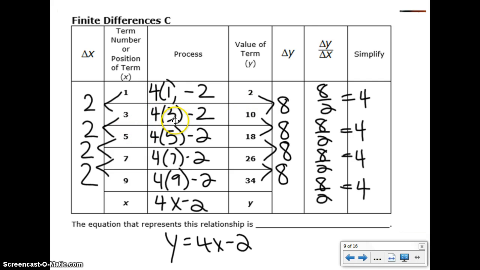4 times 3. On the second row, we're going to use a 3 in the parentheses because that is the value for x. 4 times 3 is 12. When we subtract 2, we get a value of 10. Your equation is y equals 4x minus 2. If we were to graph this, it would be in a positive direction because the 4 is positive. The minus 2 has no effect on which way the graph faces.